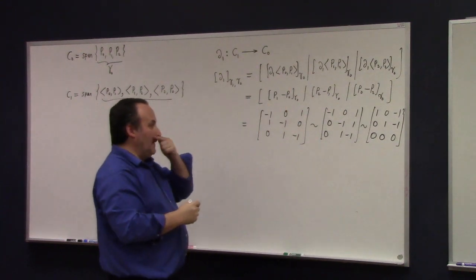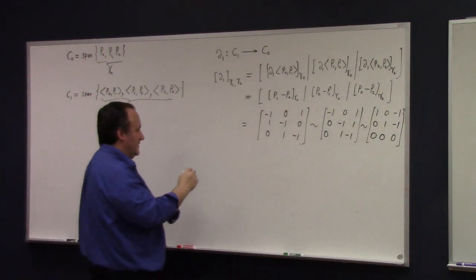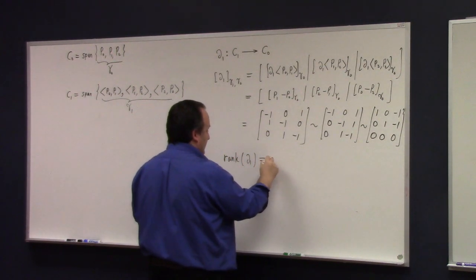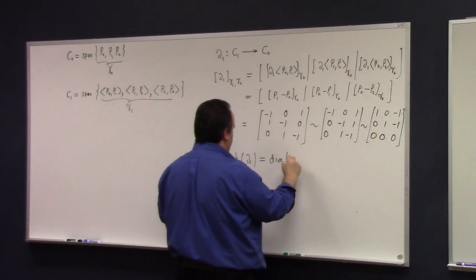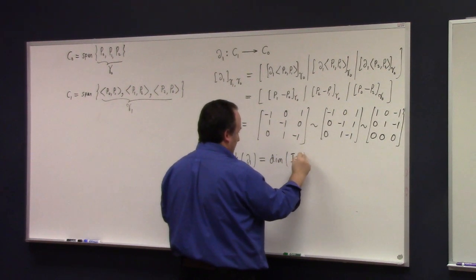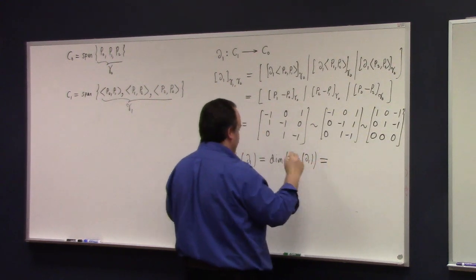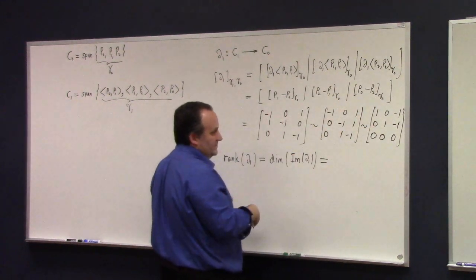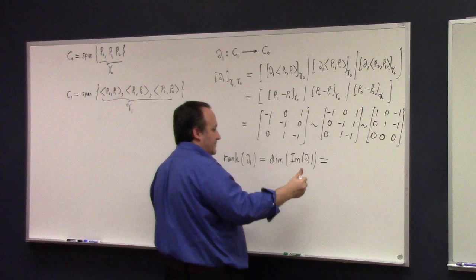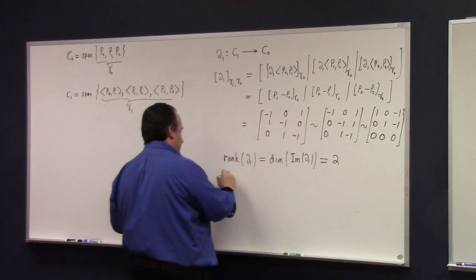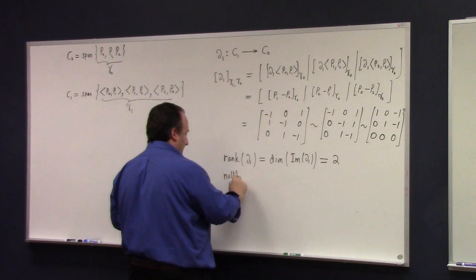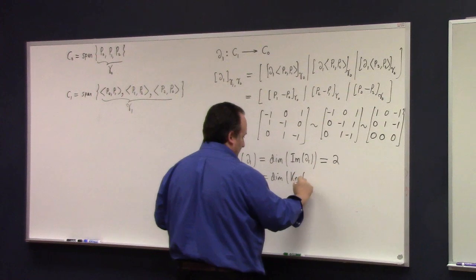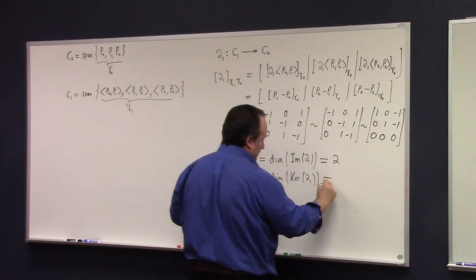The reduced echelon form clearly reveals that the rank of the partial 1 map, which is of course the dimension of the image of the partial 1 map, is equal to, how many column vectors do we have? What's the dimension of the column space here? 2. On the other hand, the nullity of partial 1, which of course is the dimension of the kernel of the partial 1 map, is 1.